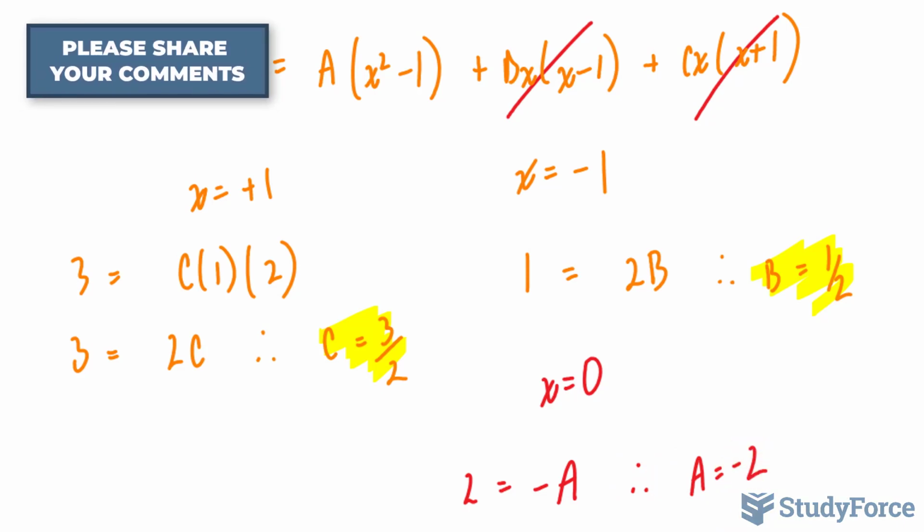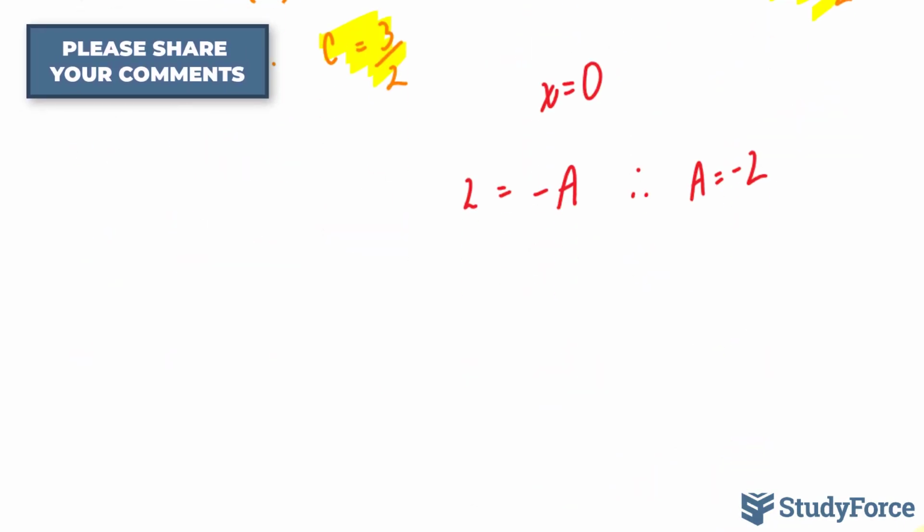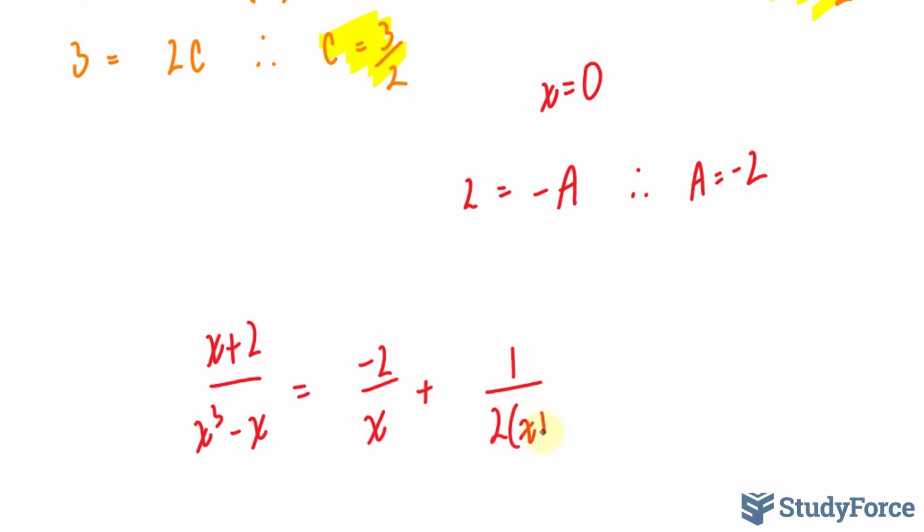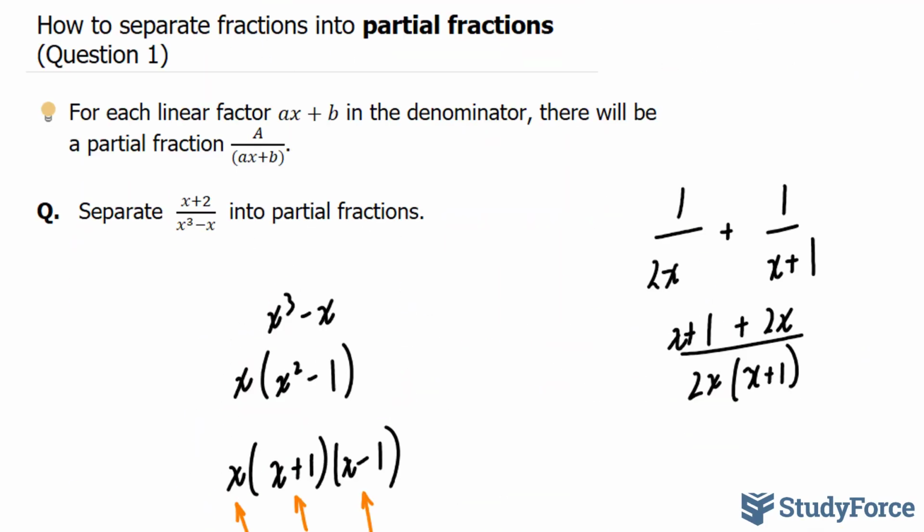And so our final expression, given what we just found, is the following. We had originally x plus 2 over x cubed minus x. That has become -2 over x, plus 1 over 2 times x plus 1, plus 3 over 2 times x minus 1. And there you have it. That is how to separate fractions into partial fractions.